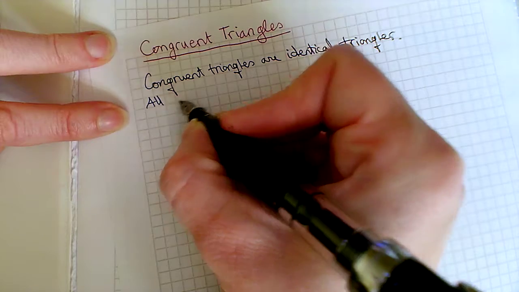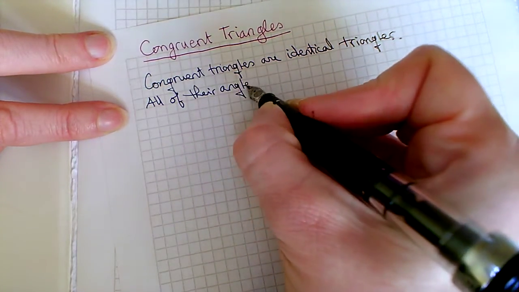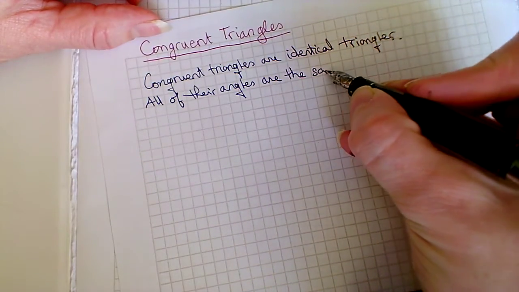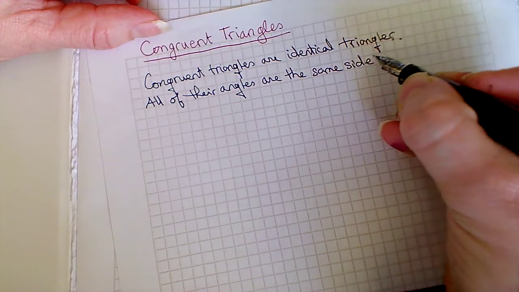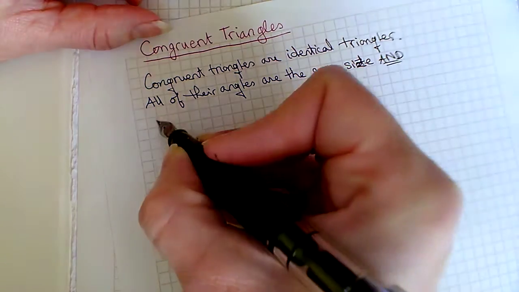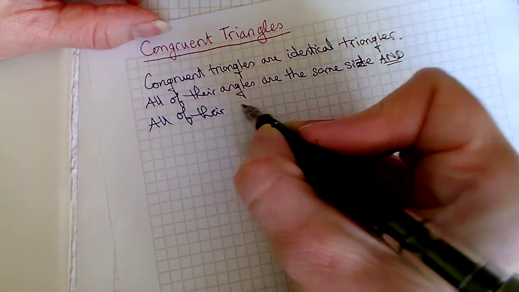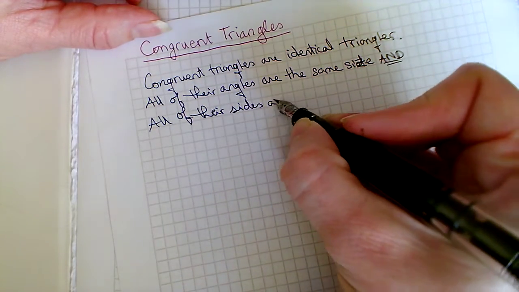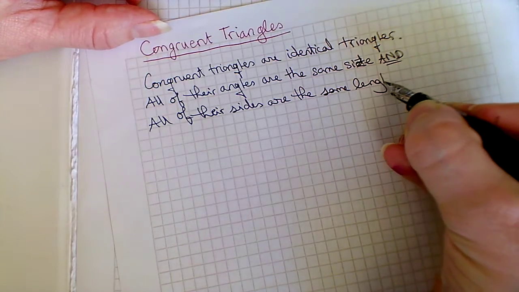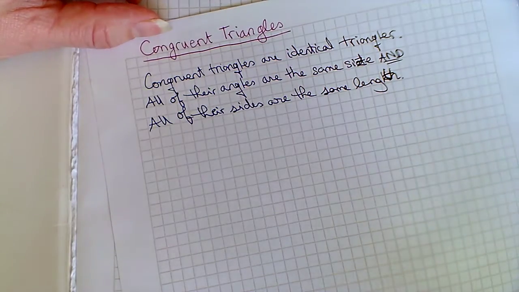All of their angles are the same size, and all of their sides are the same length. So everything about them is the same. They might have a different rotation, and they might be in different places in space.